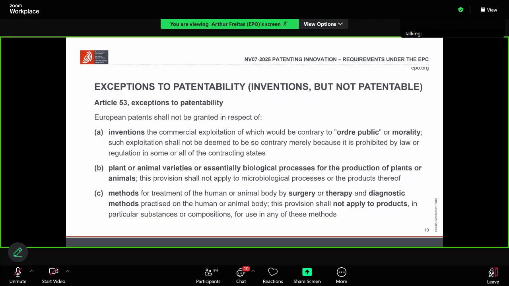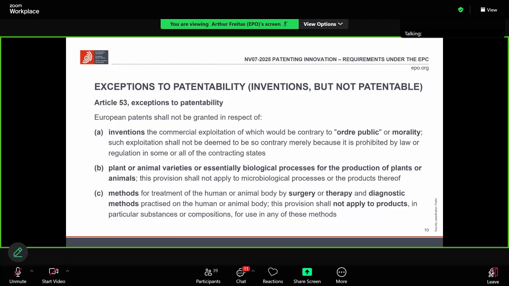All right, so we have talked about Article 52.2, which covers what's not considered to be technical and thus not considered to be an invention. Then we move to Article 53. Here we also have exceptions to patentability, but the nuance is a little different. Exceptions to patentability are technical inventions that are excepted from patentability. So Article 53A says that inventions that would be contrary to morality or public order are excepted from patentability.